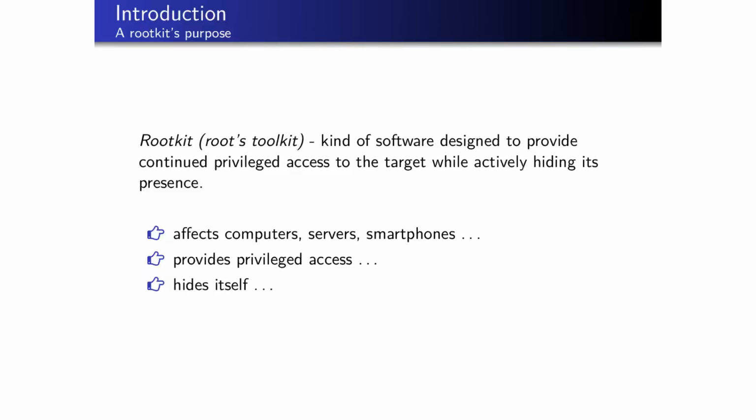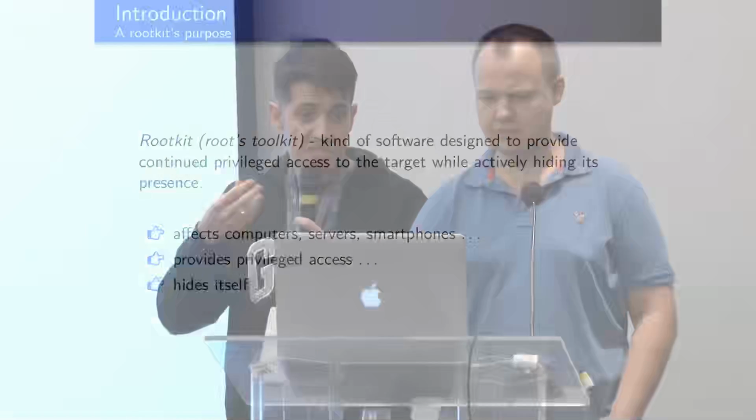Continuous privilege means staying infected forever. That's the main thought about rootkits. A rootkit is an APT that tries to infect. The real reason to write a rootkit is to infect something: a computer, server, smartphone, any technology stuff.